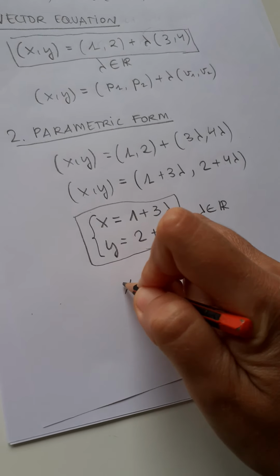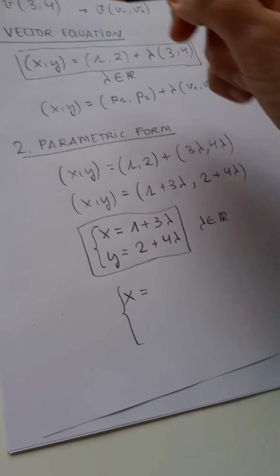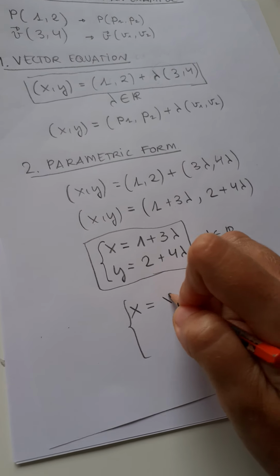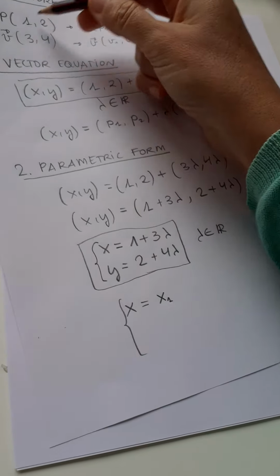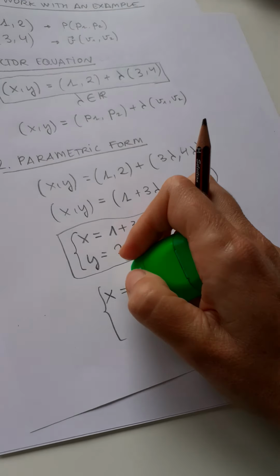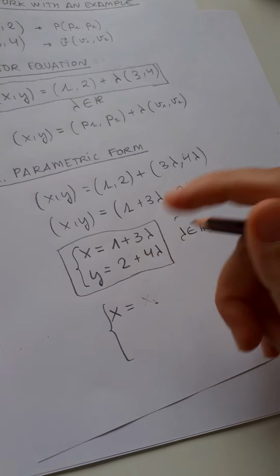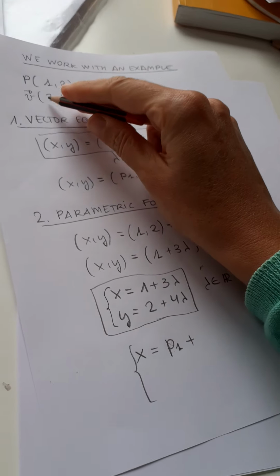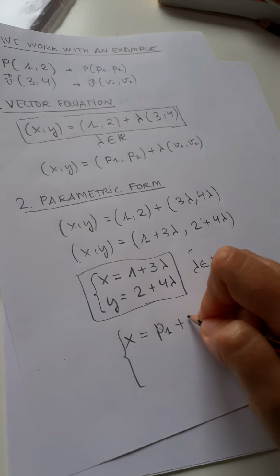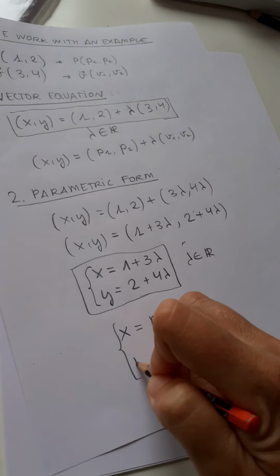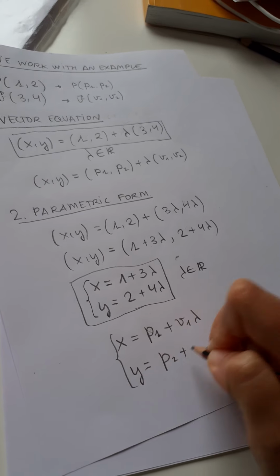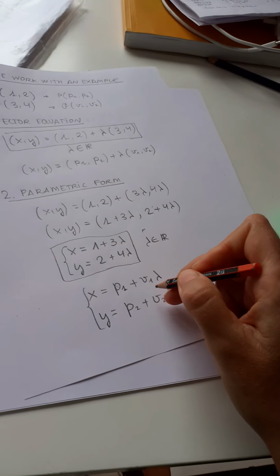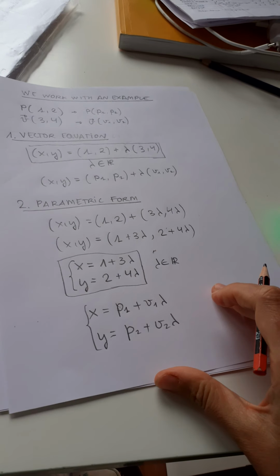So what was this? This was the x coordinate of my point. So if I want to write this equation in general, I must write that this is the x coordinate of the point. No, sorry, we said that this was p sub 1. P sub 1 plus, what was 3? 3 was the x coordinate of the vector. So I have to write plus v sub 1 times lambda, and then y equals p sub 2 plus v sub 2 times lambda. This is in general the parametric form of a line, all right?